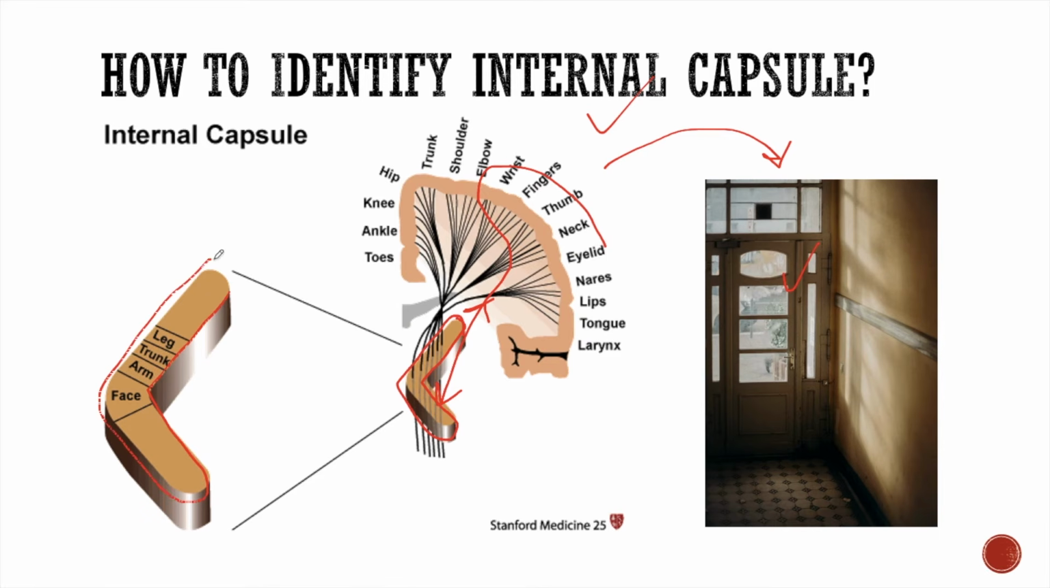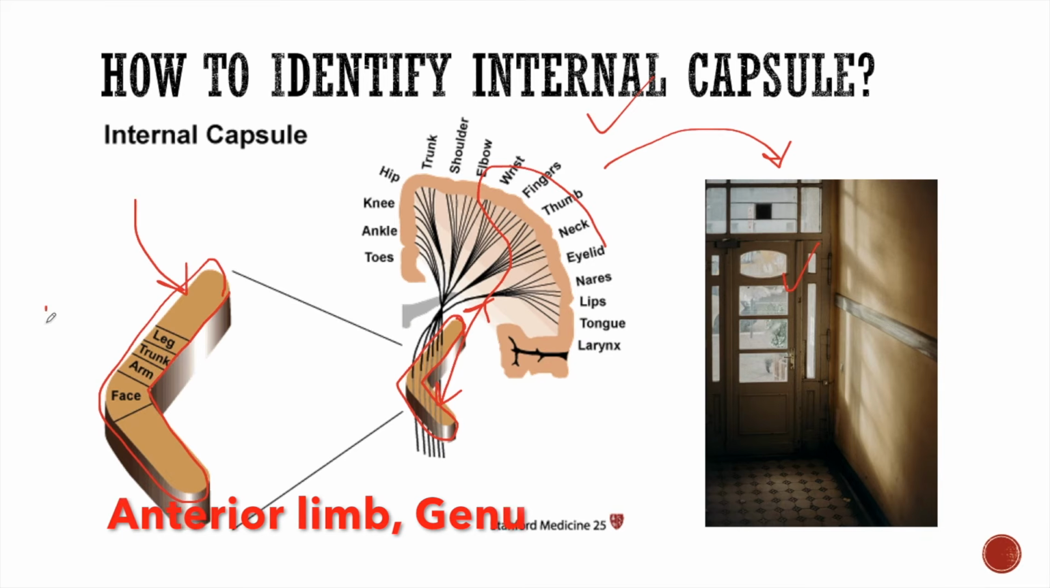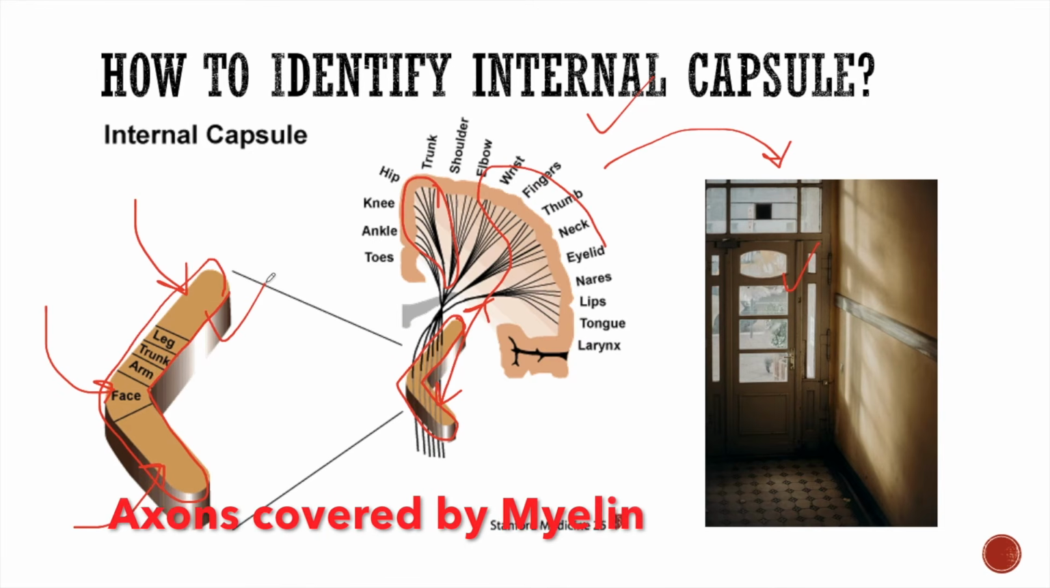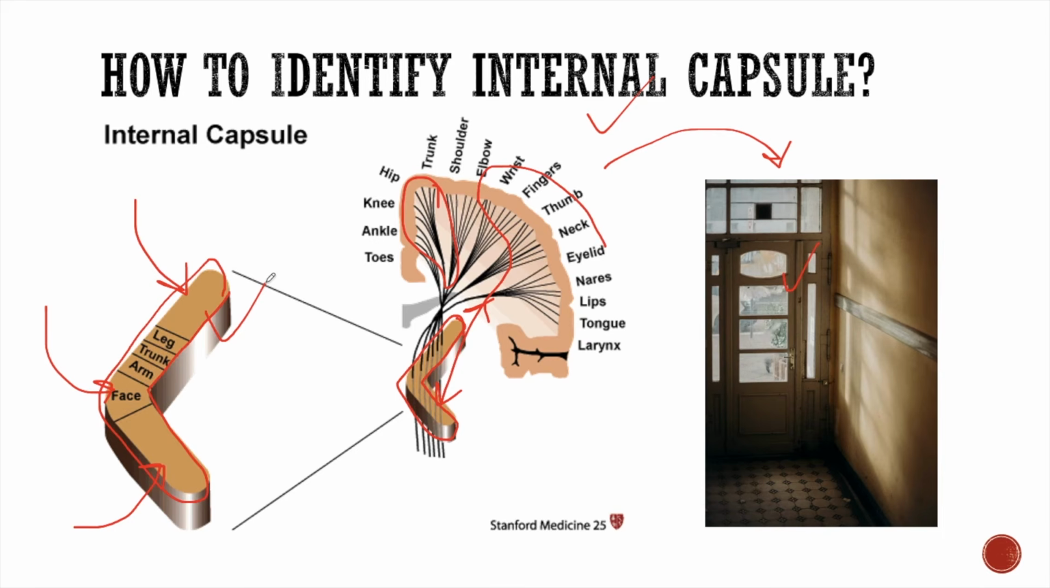It has three main parts: the anterior limb of the internal capsule, the genu of the internal capsule, and the posterior limb of the internal capsule. Since the internal capsule is composed of white matter tracts, and white matter tracts, as we had discussed earlier, contain axons covered by myelin, they appear dark or hypodense in a CT scan because of the presence of myelin containing fat.